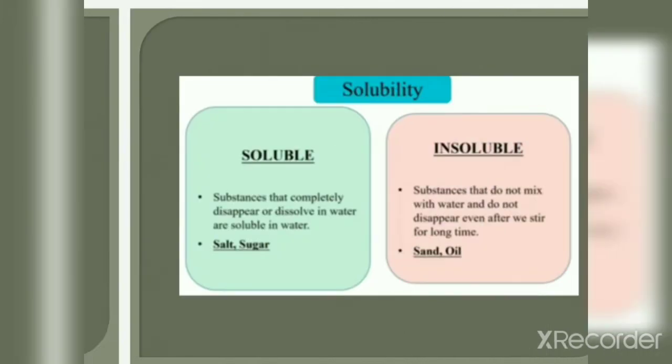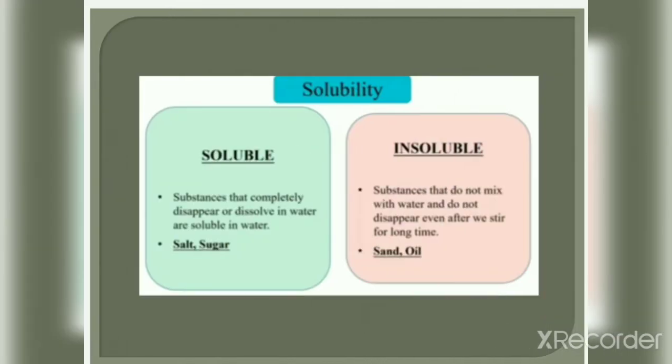So now we will study about the solubility of material in water. Substances that completely disappear or dissolve in water are said to be soluble in water. For example, salt and sugar. Whereas the substances that do not mix with water and do not disappear even after we stir it for a long time are said to be insoluble in water. For example, sand and soil.